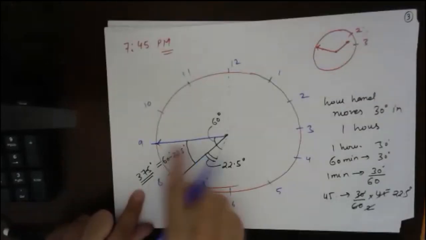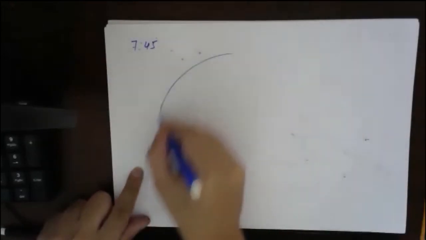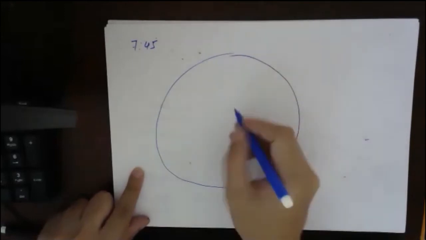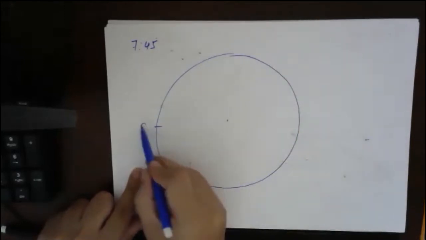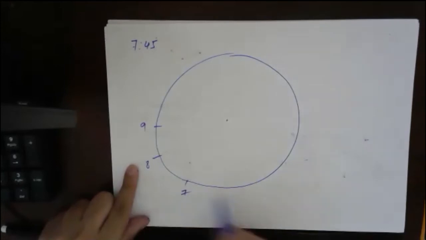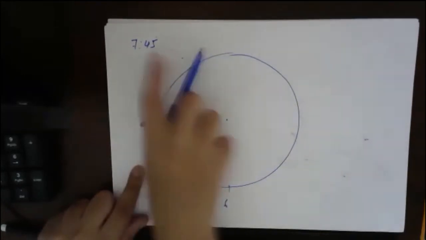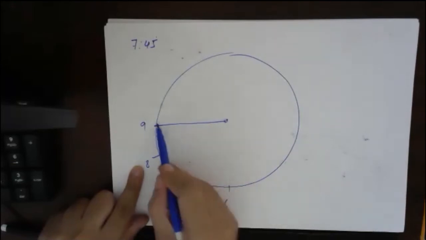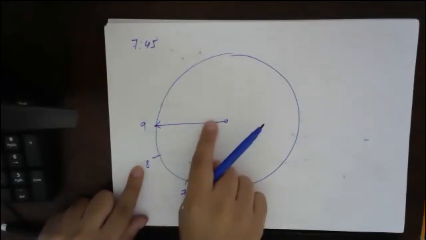Okay. So see, the time is 7:45. What I'm doing is trying to find out where the minute hand will be at 7:45, right? So suppose this is the clock, and this is the center. This is 9, this is 8, this is 7, and this is 6. We know at 7:45 the minute hand will be exactly here. So we have fixed that.